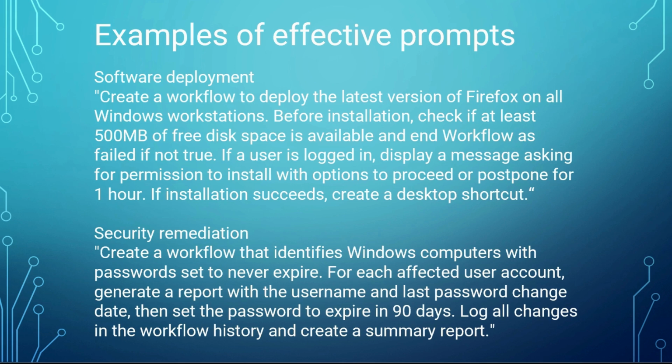For instance, one for software deployment: create a workflow to deploy the latest version of Firefox on all Windows workstations. Before installation, check that there is at least 500 megabytes of free disk space available, and then end the workflow as failed if not true. If the user is logged in, display a message asking for permission to install with options to proceed or postpone for 1 hour. If installation succeeds, create a desktop shortcut. This verbose example fills out all those topics that we just touched on and allows Cooper Copilot to assist you better.